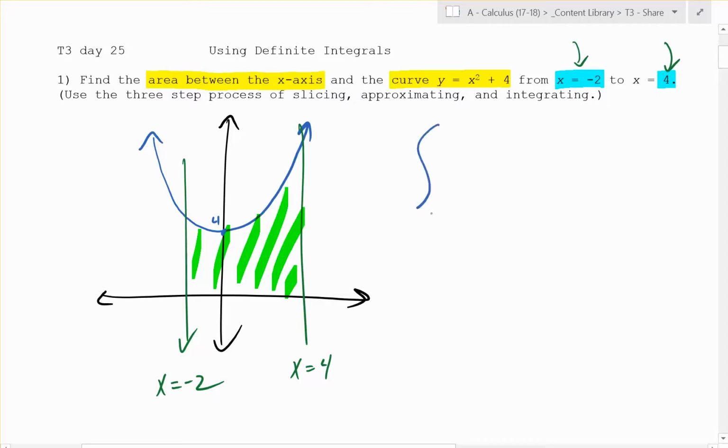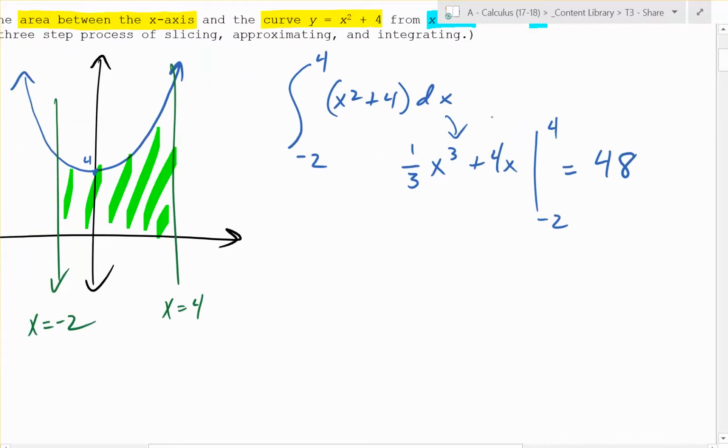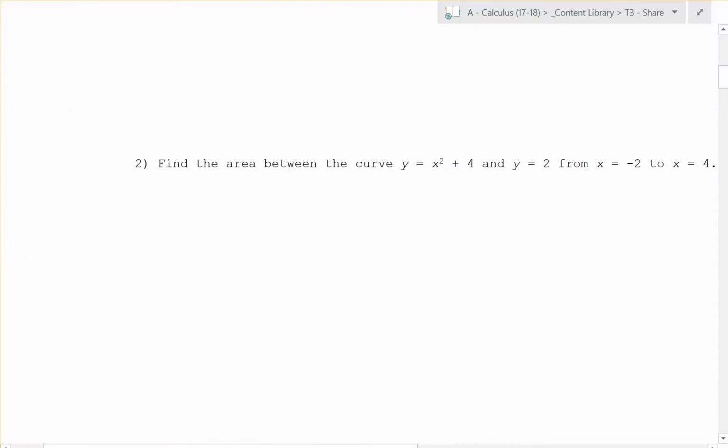So what we're doing is we're integrating from -2 to 4, and it's going to be x squared plus 4 dx. So if we do this out, we have to evaluate this definite integral right here. And when you do that out, you have to deal with some fractions. It's a little annoying, I know, but a bunch of things cancel and add together, and you end up with 48. So you find the antiderivative, you evaluate at the limits of integration, and then you get a number. That's the answer to a definite integral, a number.